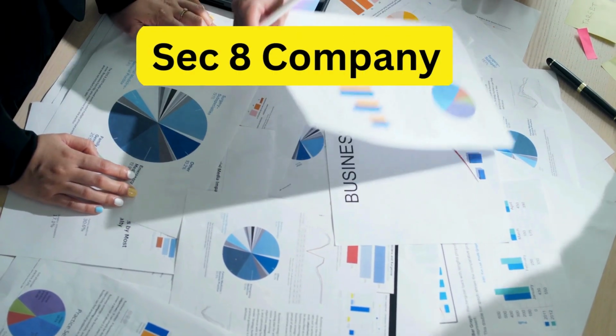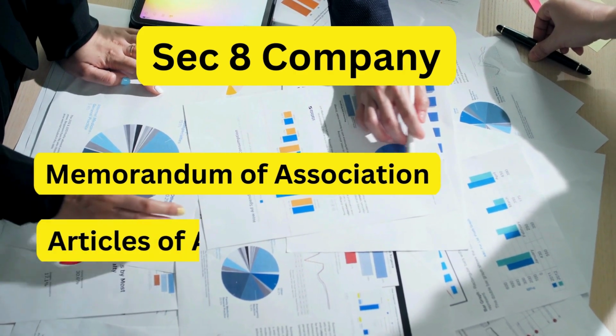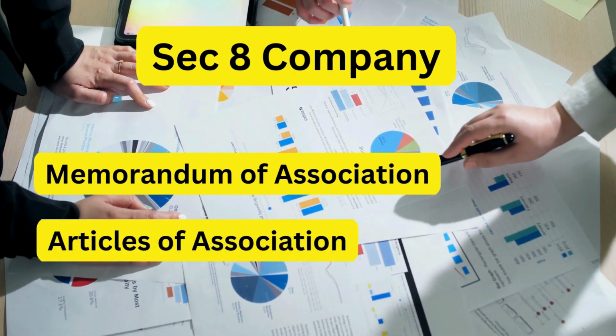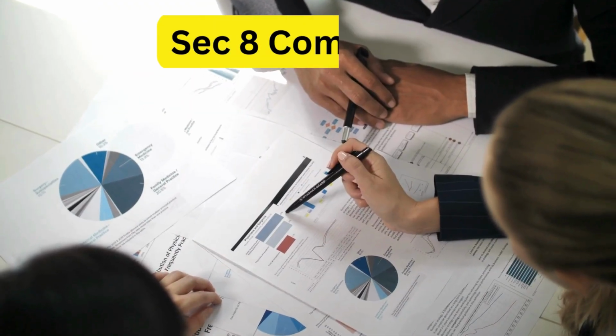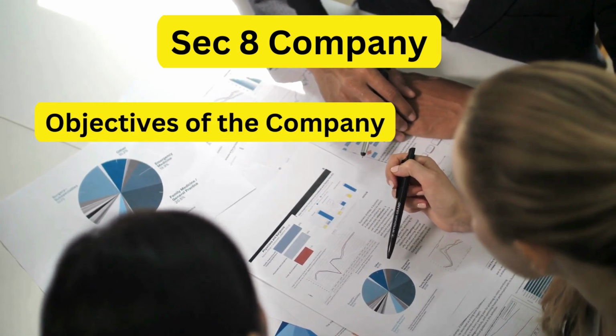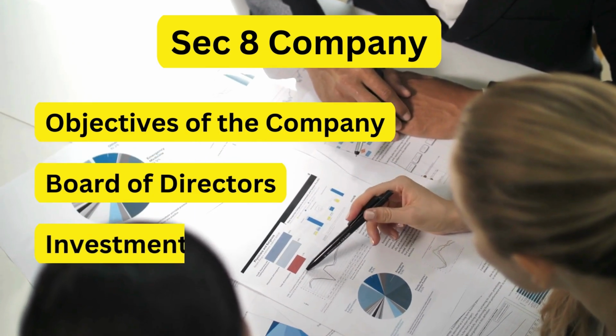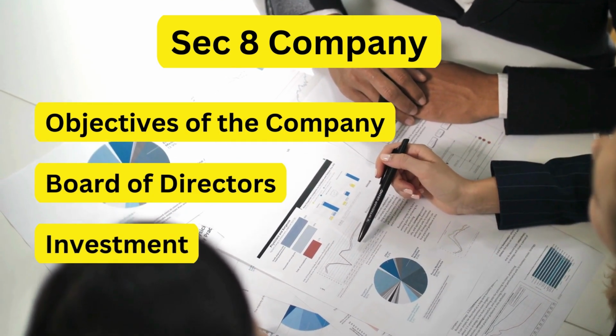For a Section 8 company, there are 2 basic documents: the Memorandum of Association, MOA, and the Articles of Association, AOA. These documents outline the company's objectives, the directors, their roles and responsibilities, and their shareholding percentages.